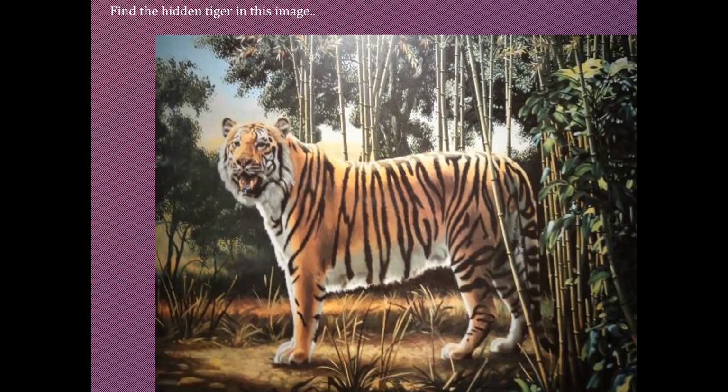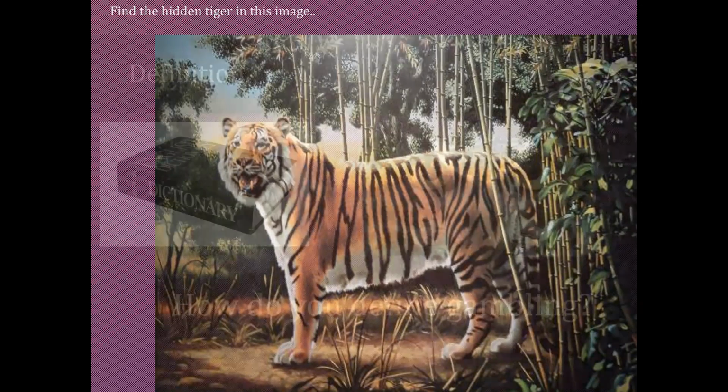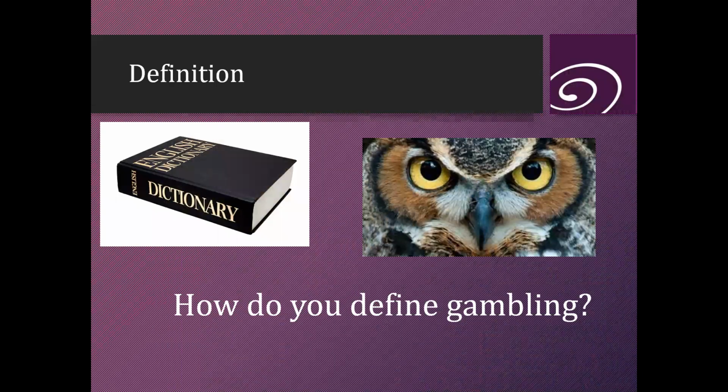And again, I use this because it's a really good visual image of, as we move forward in the presentation, you'll hear me talking about the hidden addiction, that symptoms are hidden, signs are hidden. You just think of the hidden tiger as sort of an encapsulation of what a gambling disorder is right now in terms of lack of awareness and the obviousness of this.